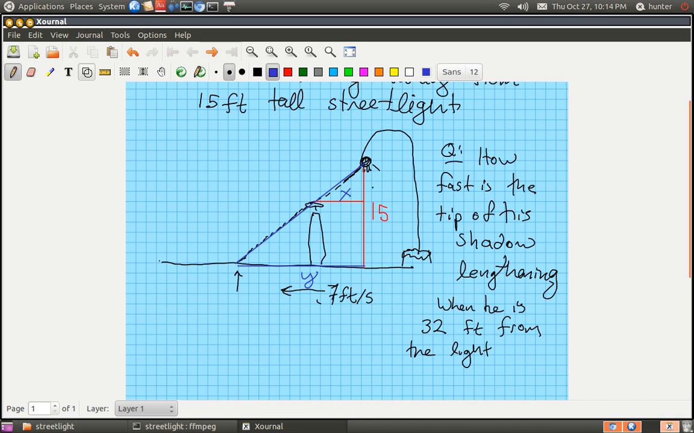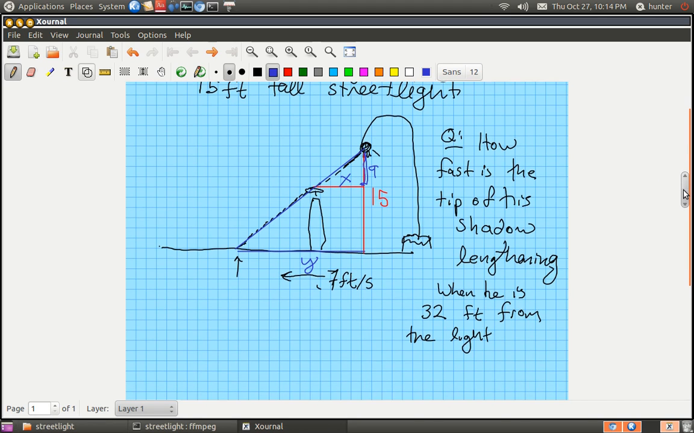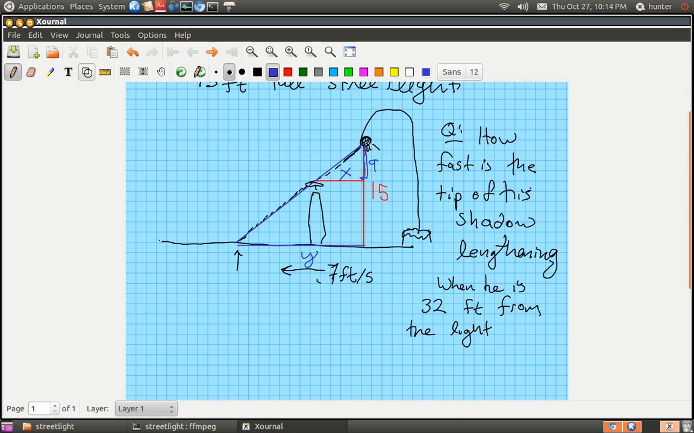One thing you know is that this part that I'm shading here in blue: the man is 6 feet tall, so if there's 15 feet here and he's 6 feet tall, then there's going to be 9 feet left for this side of the triangle. Whenever you're doing a related rates question, at some point you have to come up with an equation that relates everything. You're going to do that in this case using similar triangles.